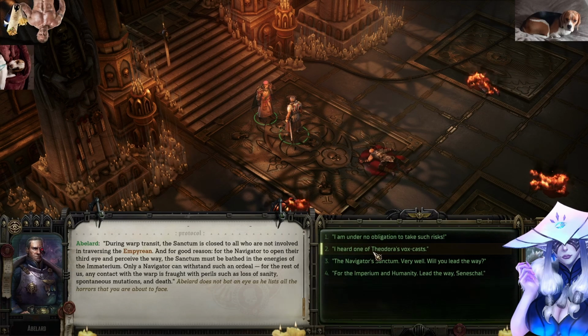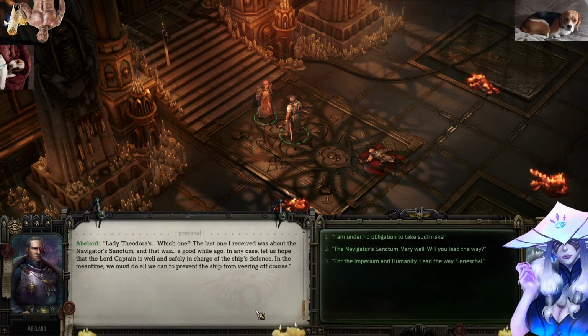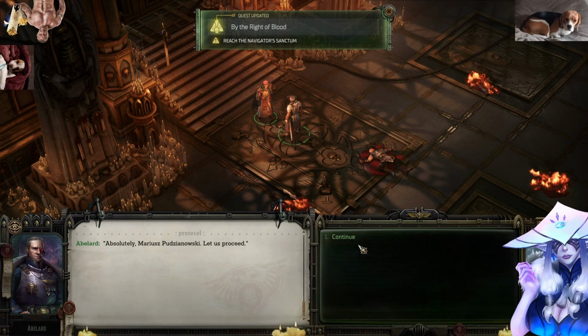I heard one of Theodora's Voxcasts. Lady Theodora's. Which one? The last one I received was about the Navigator's Sanctum, and that was a good while ago. In any case, let us hope that the Lord Captain is well, and safely in charge of the ship's defense. In the meantime, we must do all we can to prevent the ship from veering off course. The Navigator's Sanctum. Very well. Will you lead the way? Absolutely. Let us proceed.